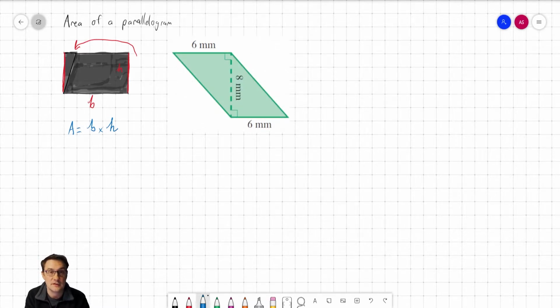Now, in this first example, we've got a parallelogram, and we can see that it's got a base to start off with, which is 6 millimeters. They've also written it for the top as well. But then we also have the height, which is 8 millimeters. So using this information, we can substitute this into the formula. Using the formula area is equal to base times height, we're going to have 6 times 8. And 6 times 8 is equal to 48. That's going to be millimeters squared.